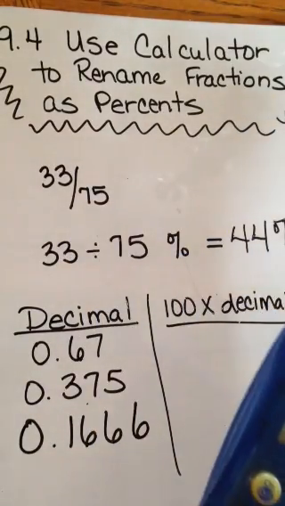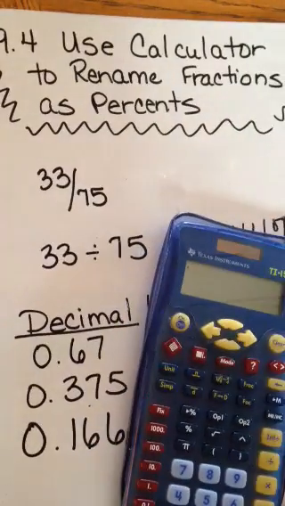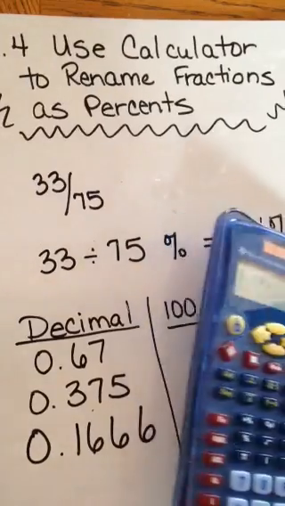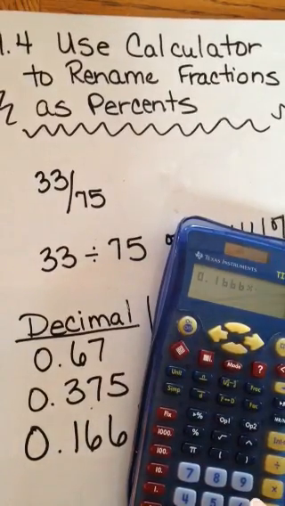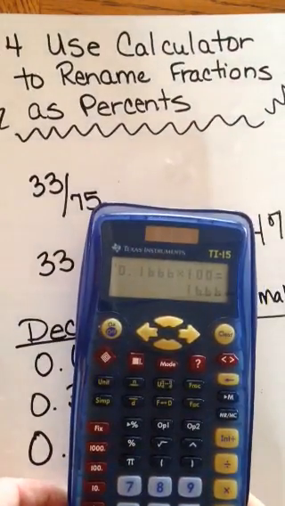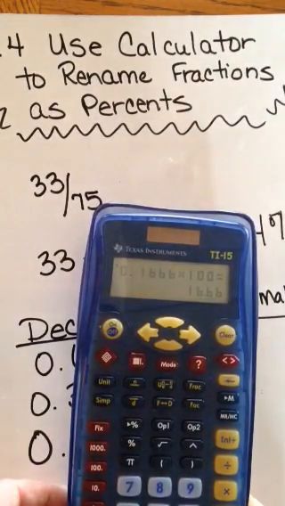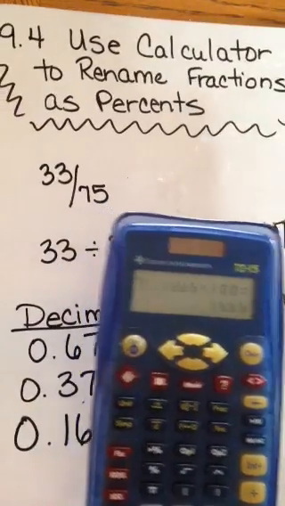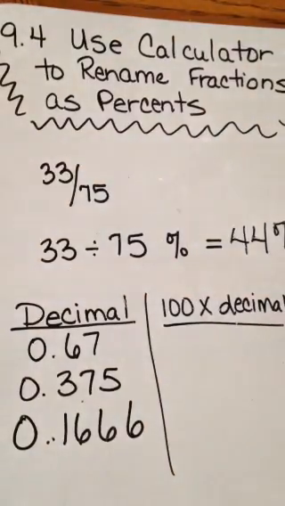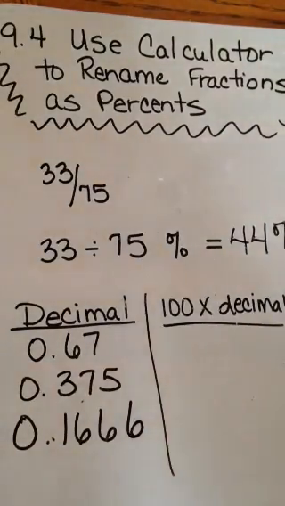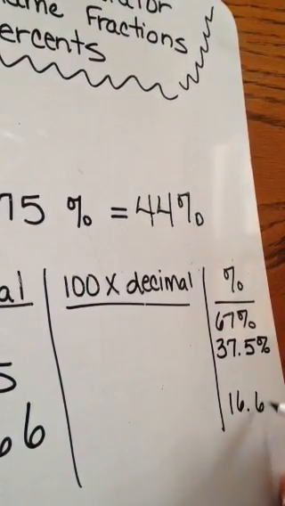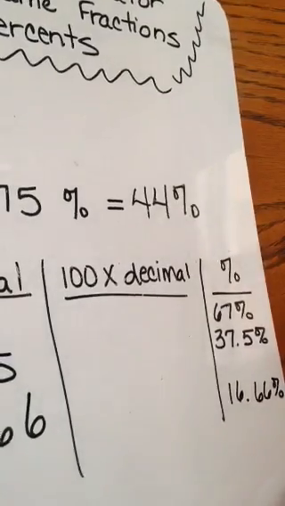Okay. Alright, so if we take the next one where we have 0.1666 times 100 equals, you can see that this one turns out to be 16 and 66 hundredths percent. Sorry about that. Marker went across the floor. So that one would equal 16 and 66 hundredths percent.